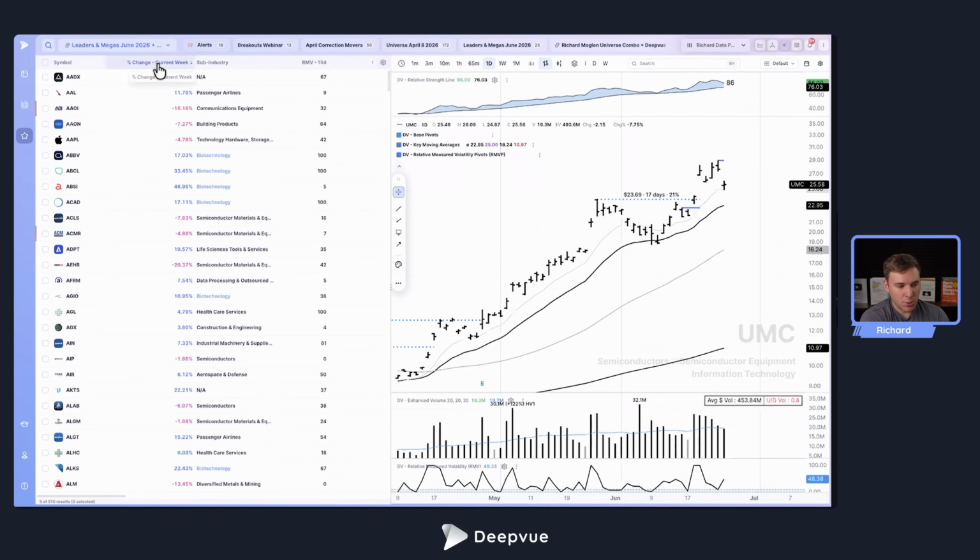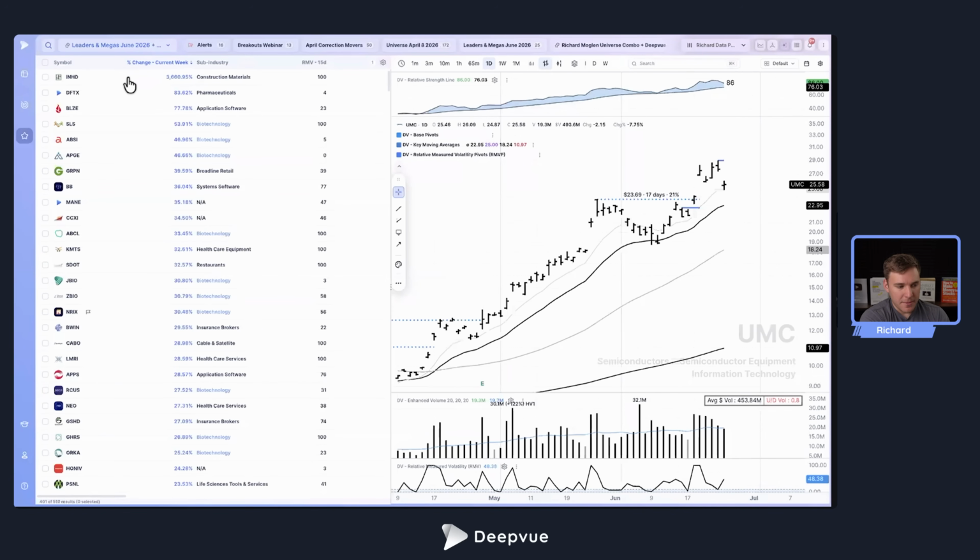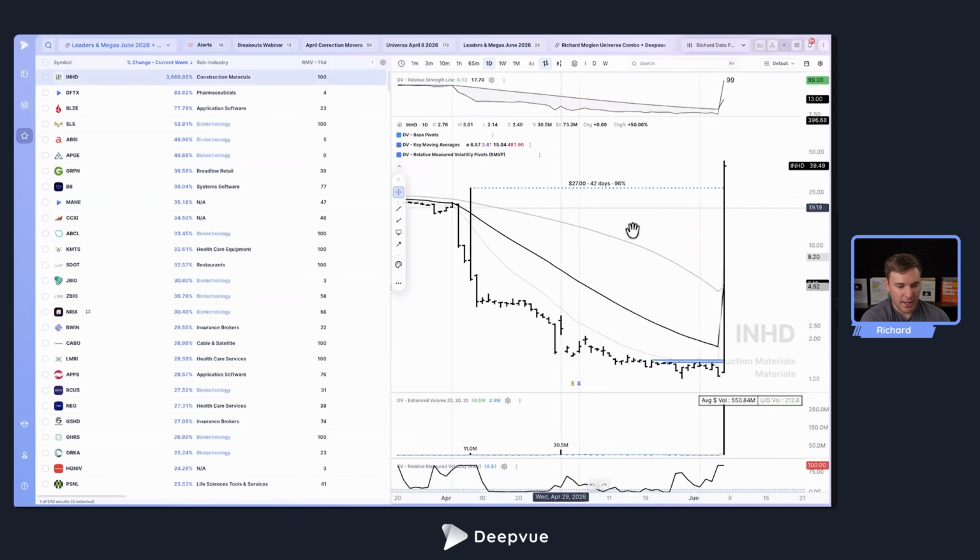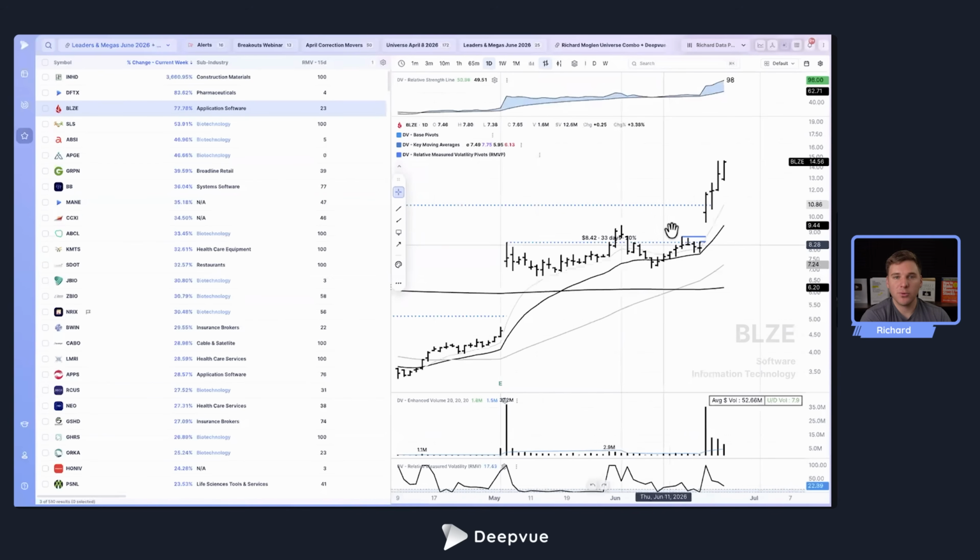So let's sort by percent change current week. This allows you to review the biggest movers of the last week. And there are some very low price names that, because of the momentum, leaders names are on this list. So you can just kind of ignore that. But I like to review this each week to see what did I miss, or if I didn't miss it, did I capture some of the best movers of the week, the best opportunities of the week?